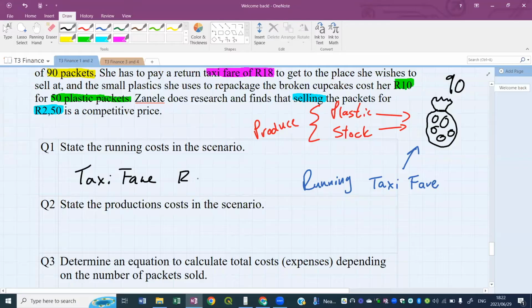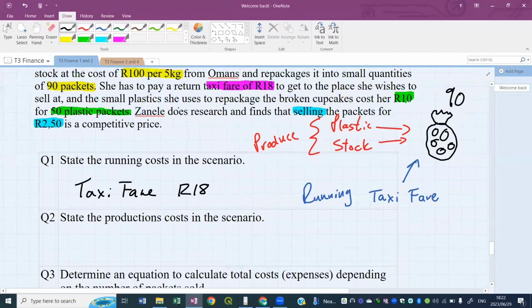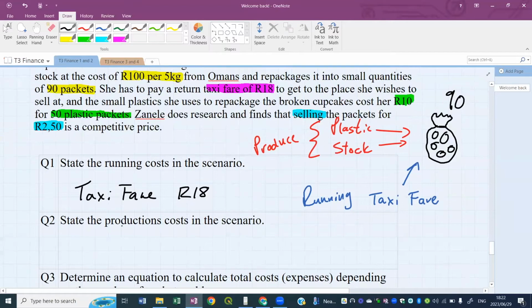of 18 Rand. Now, this is not a per packet cost. It's just a general thing for her whole business. All right, just remember that. Number two, state the production costs. What are the production costs? What has gone into producing a packet of cupcakes? What did you have to spend to produce and make a packet of cupcakes?